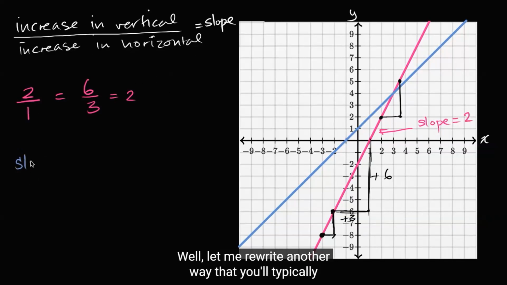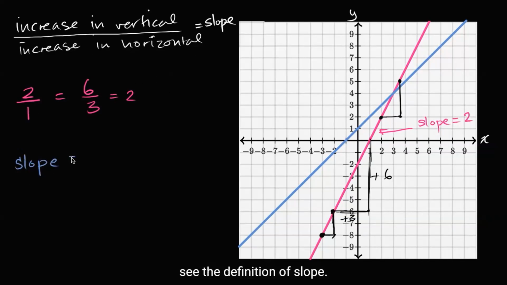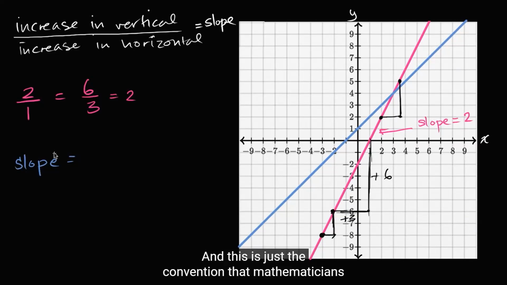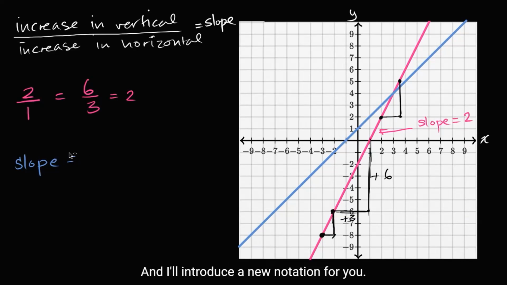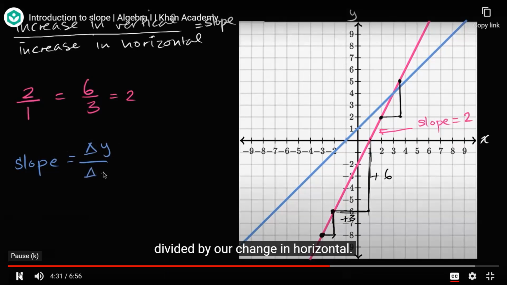Well, let me rewrite another way that you'll typically see the definition of slope. And this is just the convention that mathematicians have defined for slope, but it's a valuable one. What is our change in vertical for a given change in horizontal? And I'll introduce a new notation for it. So change in vertical, and in this coordinate plane the vertical is our y coordinate, divided by our change in horizontal. And x is our horizontal coordinate in this coordinate plane right over here.